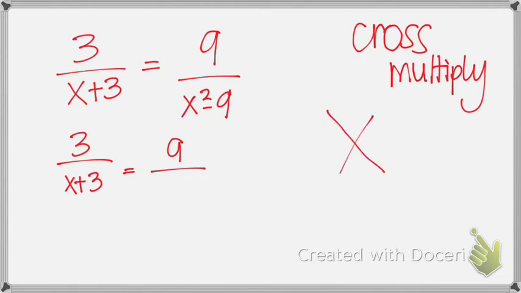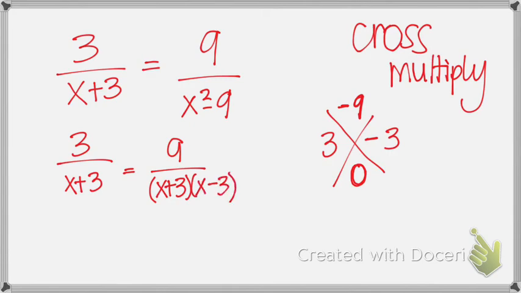When I factor x squared minus 9, I have to use the big X. What goes in the bottom of that X? 0, because b is missing. And then up top, it's going to be negative 9. 3 and minus 3.